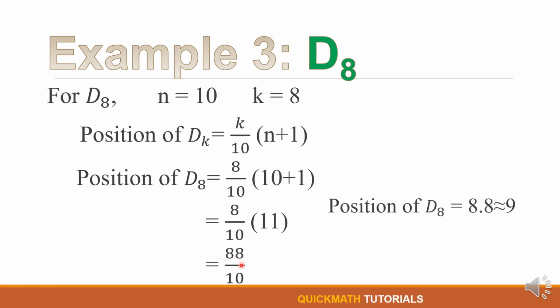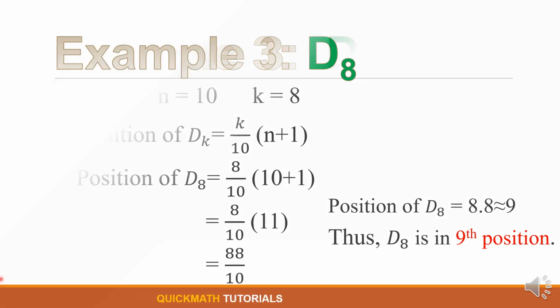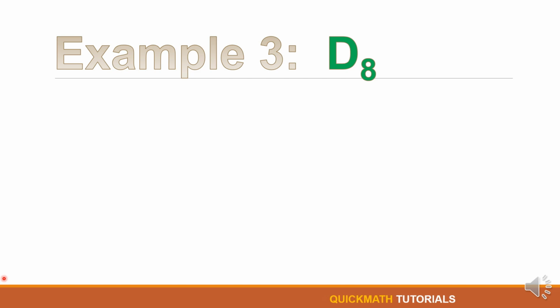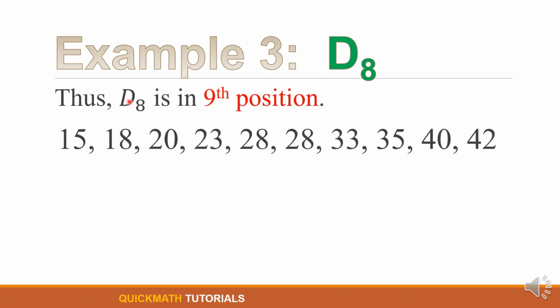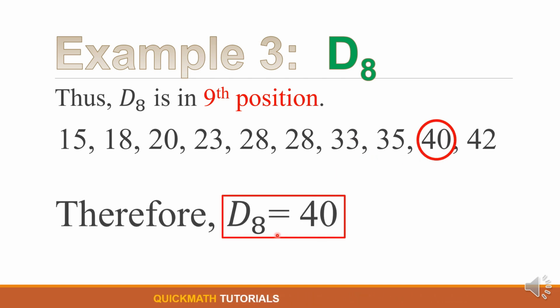And 88 divided by 10 is equal to 8.8. So we will round off, it will become 9. Thus, our d sub 8 is in 9th position. Now, looking back at our data, since our d sub 8 is in 9th position, we will count 1, 2, 3, 4, 5, 6, 7, 8, and 9. Therefore, our d sub 8 is equal to 40.